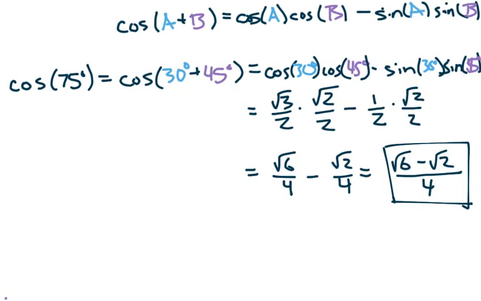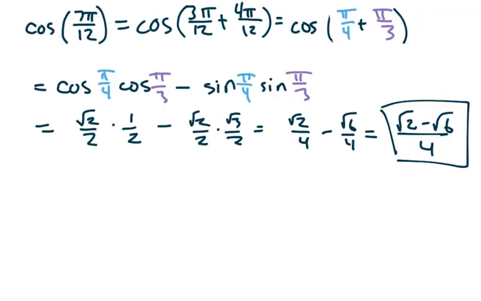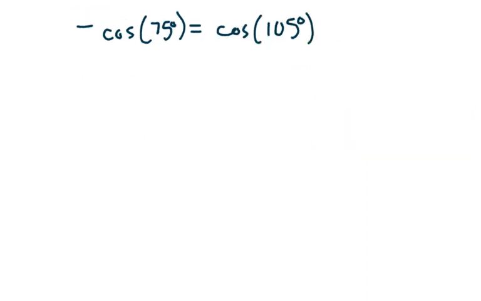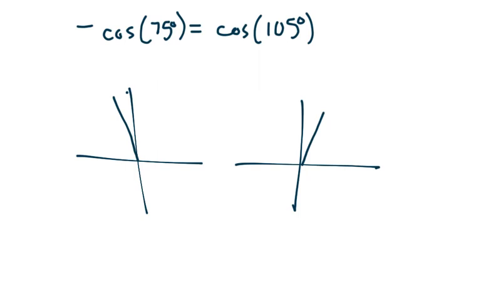So hopefully you'll see that this, root 6 minus root 2 over 4, and this, root 2 minus root 6 over 4, are opposites. That the cosine of this angle in the second quadrant is the opposite of the cosine of this angle in the first quadrant. Here is 75 degrees, and here is 105 degrees, also known as 7 pi over 12. Because they have the same reference angle, their cosine values have the same absolute value.